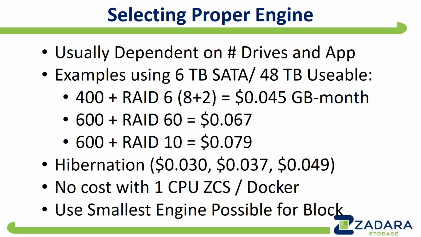Another thing that you probably should do is always go with the Docker engine. The first CPU is free, and you might as well just have it there for any type of use that you want to go into in the future. And if you're using the VPSA purely for block, use the smallest engine possible. There's not a lot of overhead for any type of iSCSI or block access.